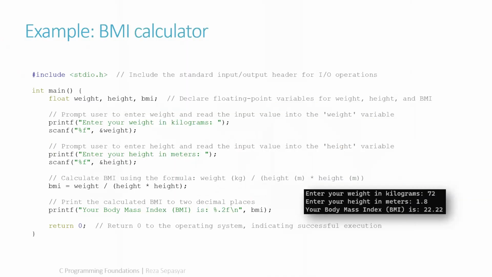How the program works. 1. The code starts by defining the necessary variables, weight, height, and BMI, all of which are of type float. 2. The user is prompted to input their weight in kilograms and height in meters using printf and scanf. 3. The program then calculates the BMI using the input weight and height following the BMI formula. 4. The calculated BMI is displayed to the user using printf.